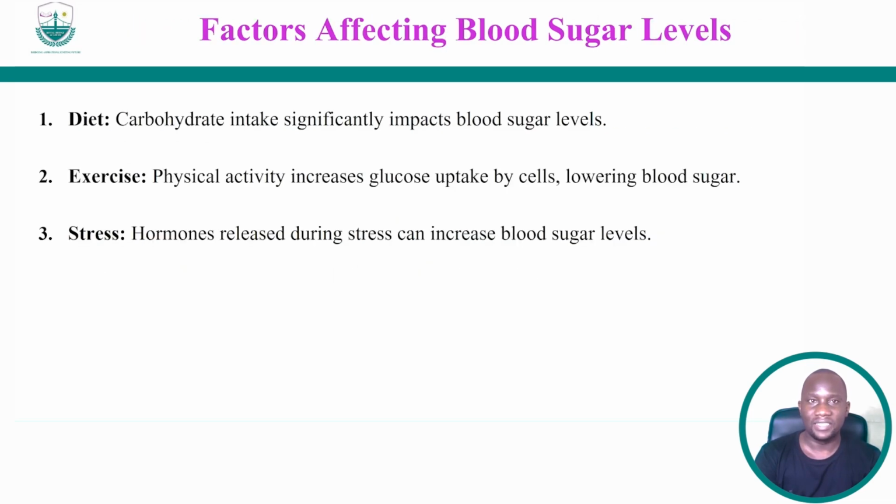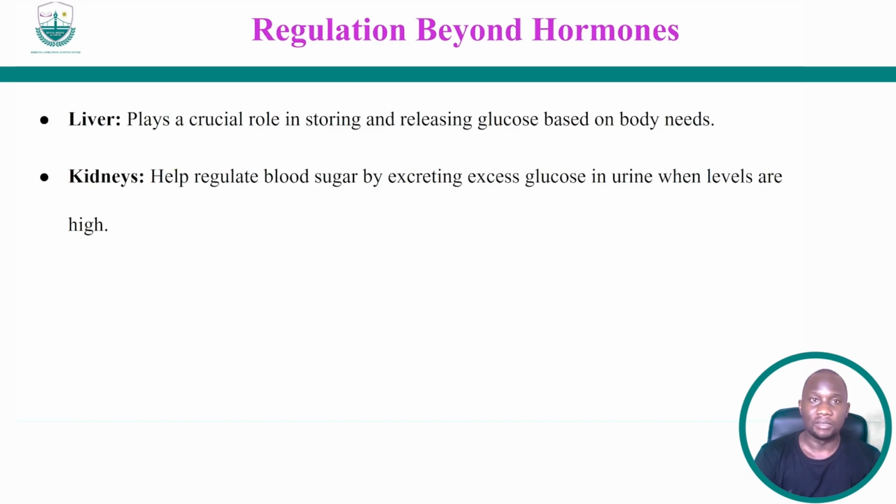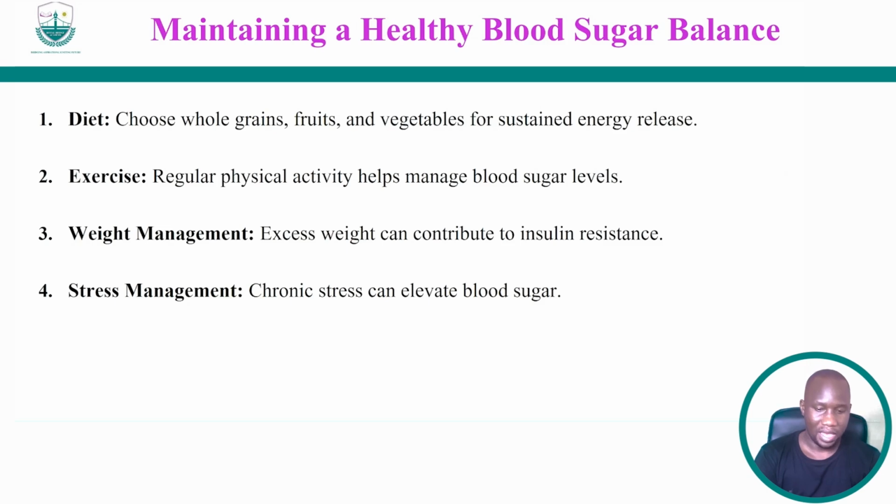So exercising and eating a diet that has carbohydrates, and also avoiding stress, can contribute to maintaining proper levels of blood glucose. Okay, so that therefore means: eat healthy diets, exercise, manage your weight, and also manage your stress. These are key contributors to diabetes.